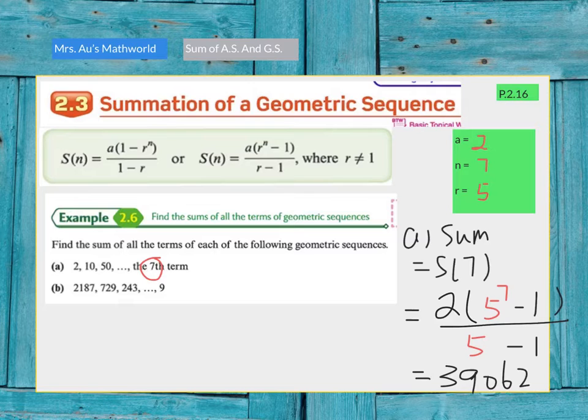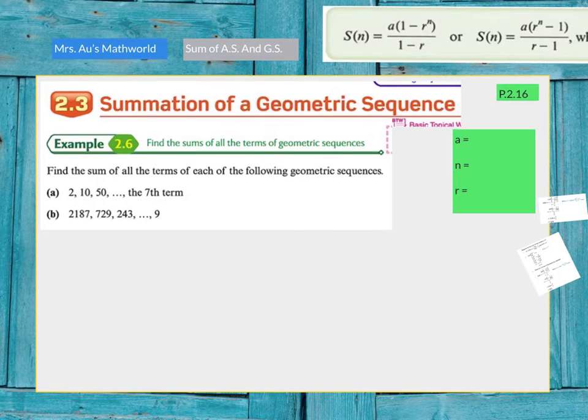So let's see how it works in part B. For part B, it is not difficult to see the first term is 2187, and then R we have just calculated to be 1 over 3, right? But we have no idea of the number of terms. So we have to use the formula of the general term. That means how to find this term. Okay, see if you still remember it.